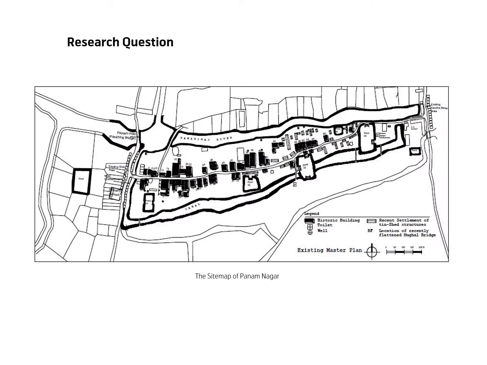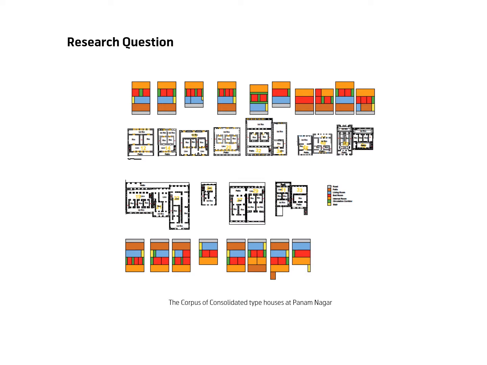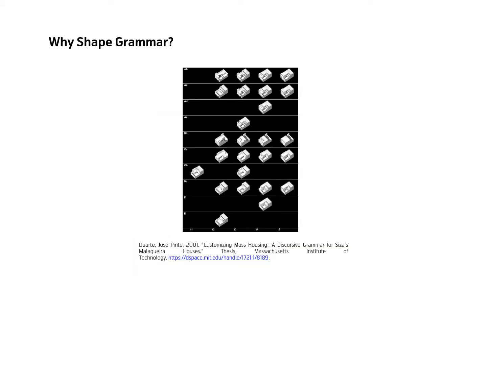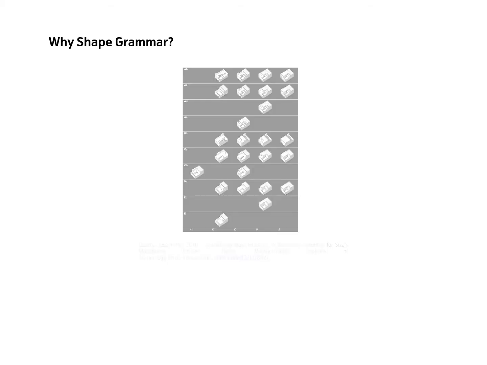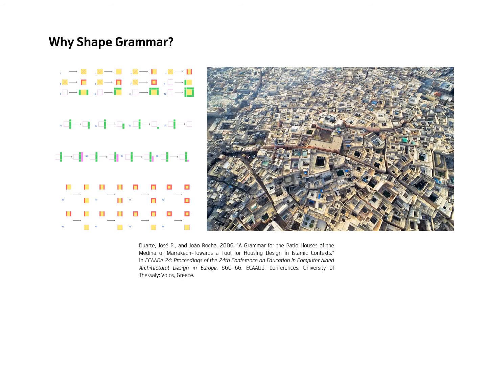Using shape grammar formal analysis, I am trying to understand the formal structure of the historic houses and urban settlement of Panam Nagar, and how it can unfold the living pattern and lifestyles of the past inhabitants. The shape grammar had been used to analyze the precedents of arts, architecture, and develop new buildings using interpretation. In this research, I am going to use shape grammar as an analytical tool.